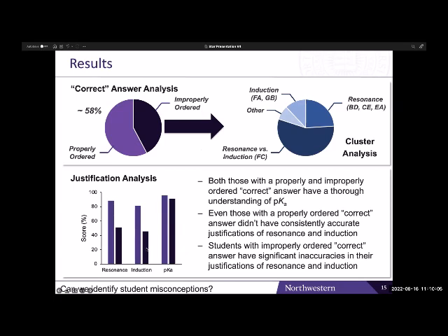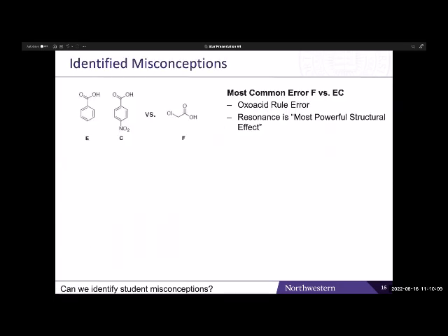And while these numbers are great, I still don't necessarily understand what the misconception is. So using this, I went through their justifications and I looked for commonalities. We don't need to go through the specifics of this, but I was able to identify an error through the relative orderings of these 3 molecules, what was called an oxoacid rule error.